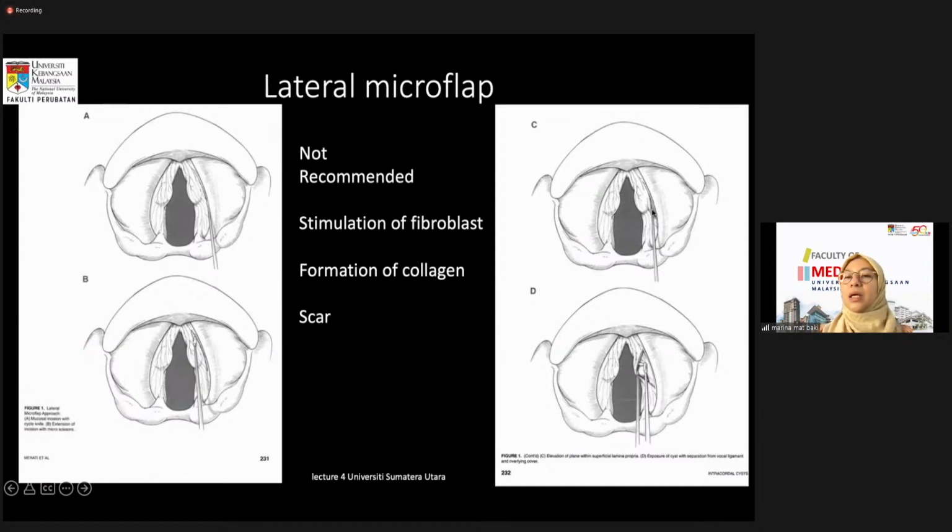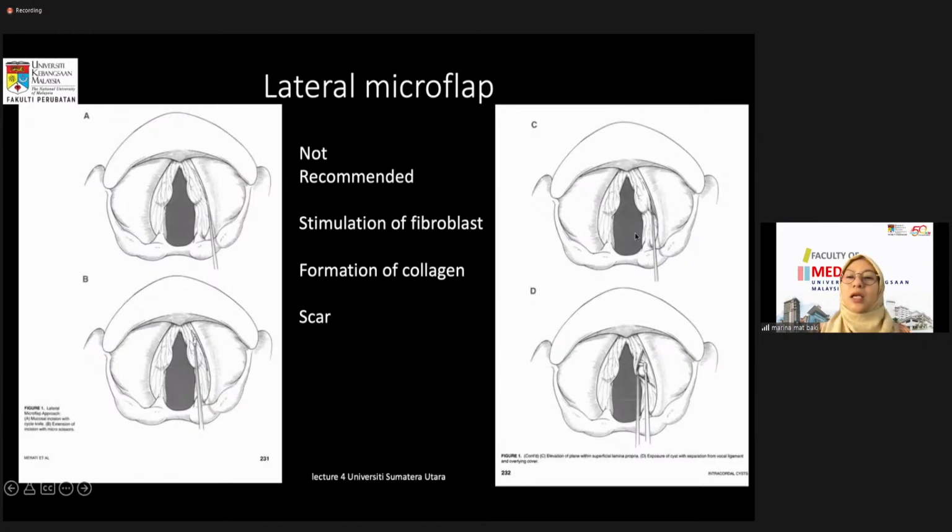You would see the ligament and you dissect the mucosa on the ligament until you see the lesion. And then you dissect the lesion off the ligament. So the actual reason for this surgical technique is to prevent injury to the vocal ligament, because you see the vocal ligament, you would want to avoid injury, so you dissect carefully.